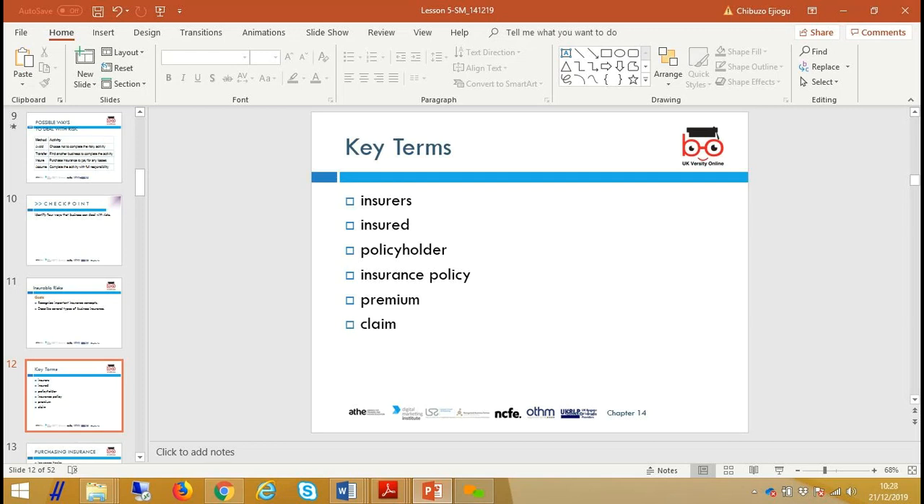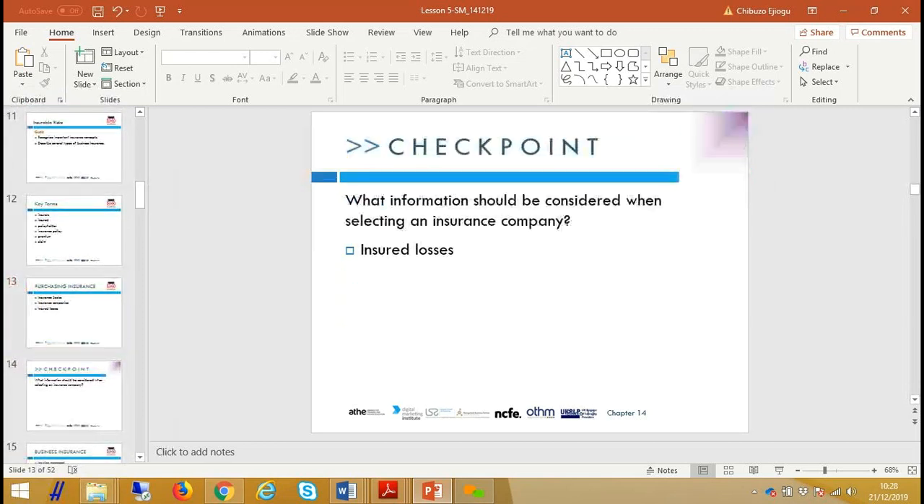So for instance, your staff may be insured, you insure the life of your staff or your company car, whatever. Policy holder is you who has bought the insurance policy. Premium is usually your monthly payment to the insurance company, and in exchange for that monthly payment, if the hazard actually occurs, then the insurance will pay, but you have to make a claim for them to pay. That's the way insurance works.